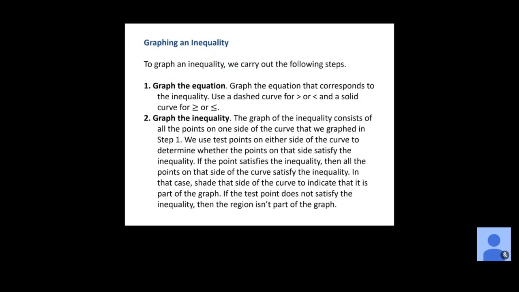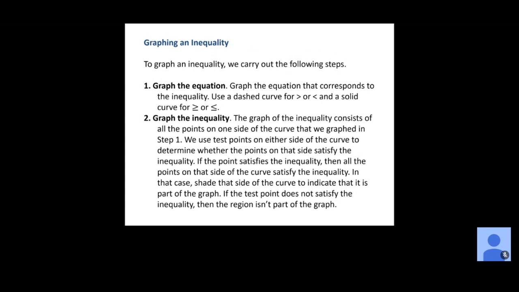All right, so first off, just to graph an inequality, we're going to carry out these steps. The first thing we're going to do is consider it as an equation and just think about what the graph of that would look like. Now, if there's a greater than or a less than symbol, then we're going to use a dashed line for that part of the curve. If there's a greater than or equal to or less than or equal to, then we're going to use a solid line to graph that part of the curve. Okay, so just keep in mind greater than and less than, dashed; greater than or equal to, less than or equal to, we have to make solid.